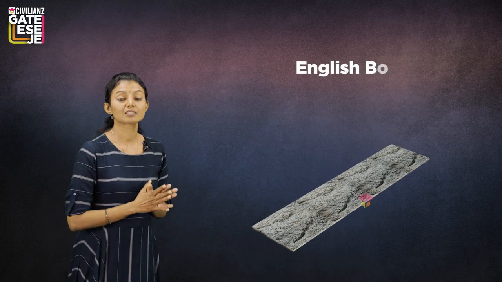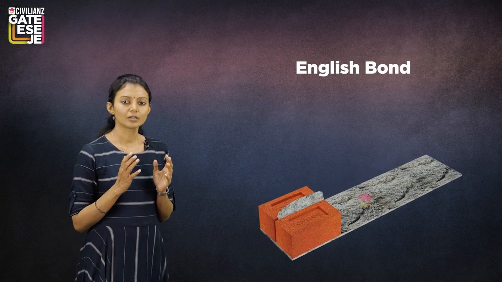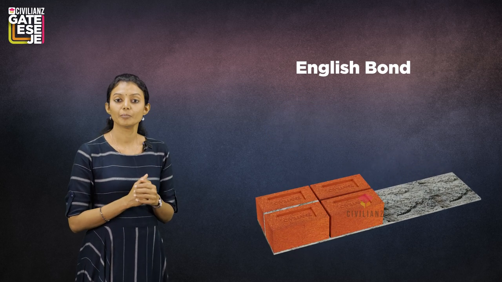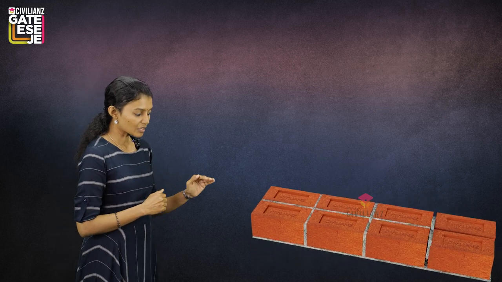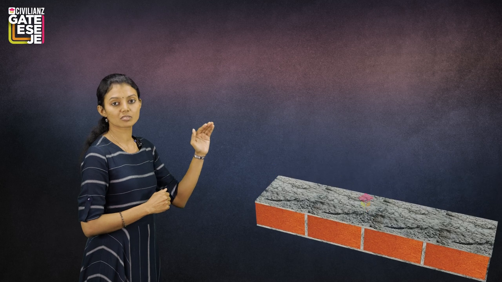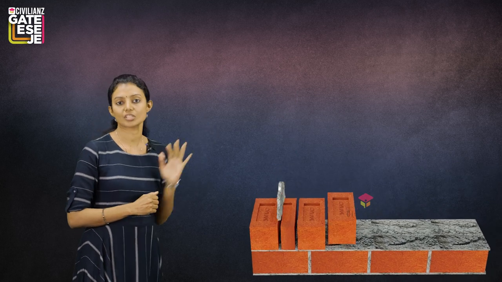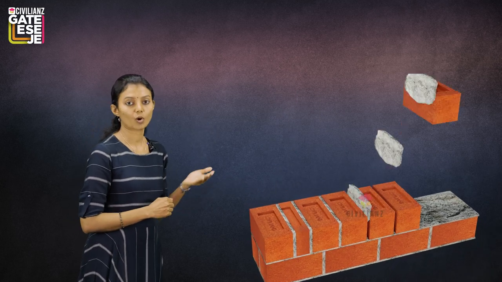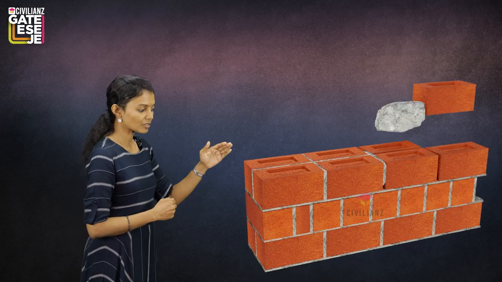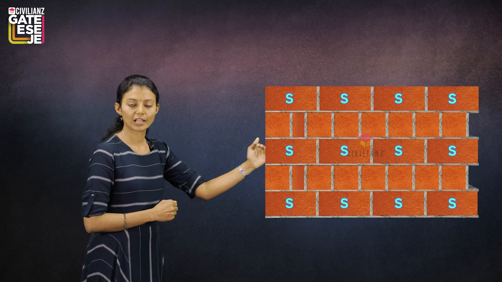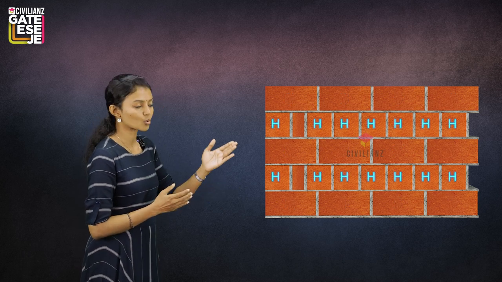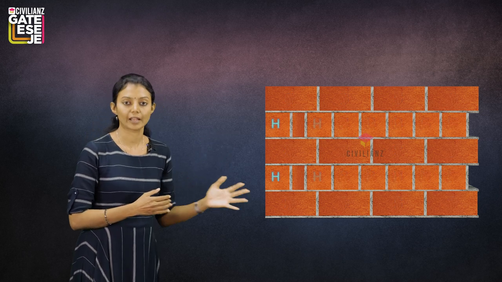An English bond is considered to be the strongest bond in brick masonry. And here we can see that it consists of alternate courses of headers and stretchers. That is, in one layer or in one brick course, we are placing stretchers only. Above that, we are placing another layer of headers, above that the layer of stretchers, and so on. So it consists of alternate courses of stretchers and headers.